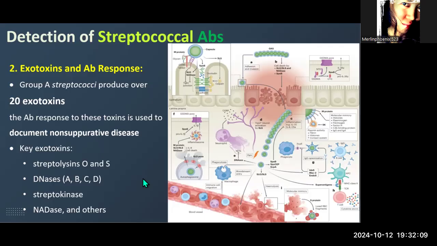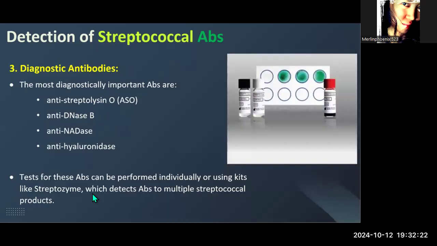So the notable exotoxins include streptolysins O and S, DNases A, B, C, D, streptokinase, NADase, and others. The most diagnostically important antibodies are ASO, anti-DNase B, anti-NADase, and anti-hyaluronidase. Tests for these antibodies can be done individually or using kits like Streptozyme, but Streptozyme is a slide agglutination test, which detects antibodies to multiple streptococcal products.